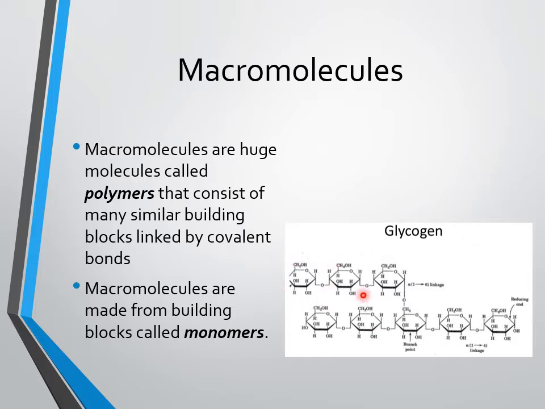And we have glycogen right here. Polymer right here, big section, and then one of these little squares is a monomer. So in this case, glycogen is a polymer, while glucose is a monomer.